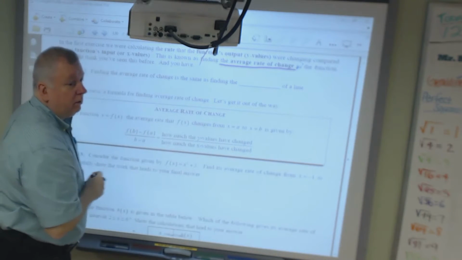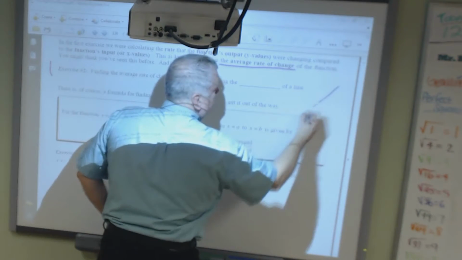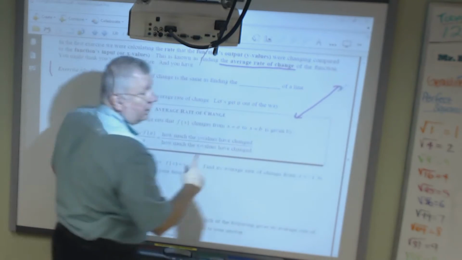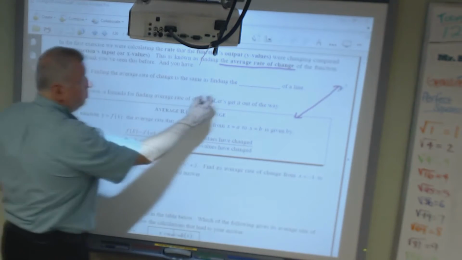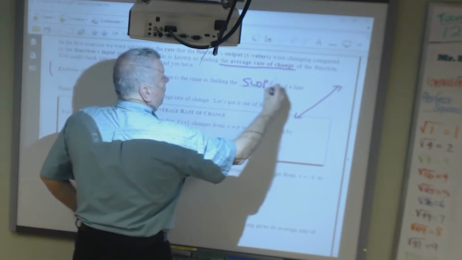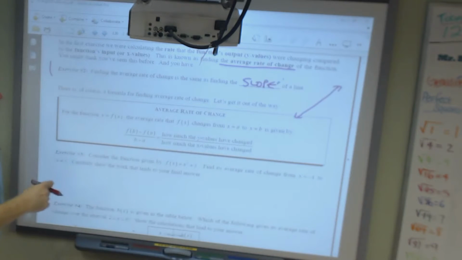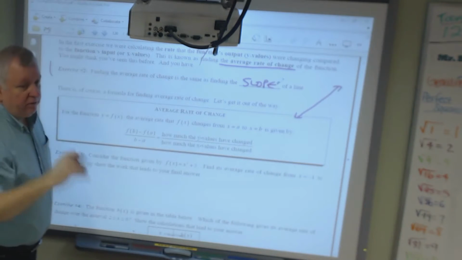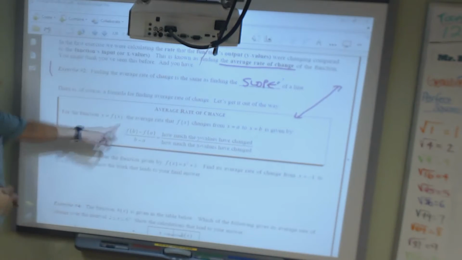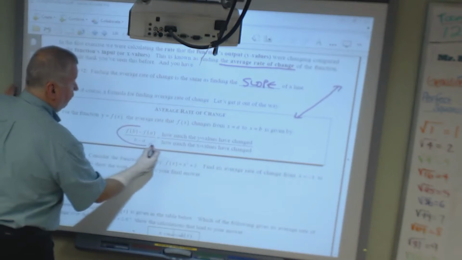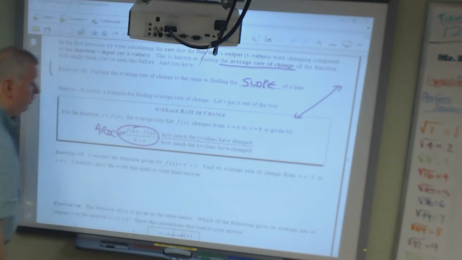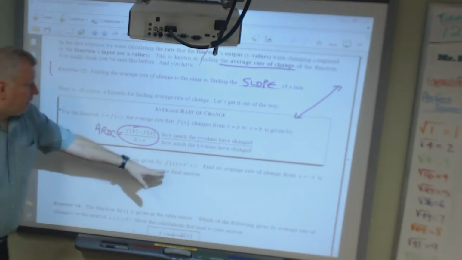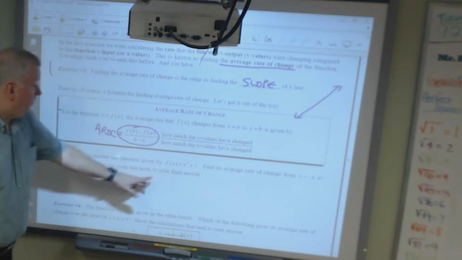So what did we say earlier? For a straight line, the average rate of change is the same as finding the what? What's the thing that measures how steep the line is? The slope. So that's what they're saying here. Those problems that we just did, the average rate of change is the same as the slope because it's a straight line. This is the formula, which I already gave you guys because I just wanted to get you a head start with that. So now we're actually going to do this problem here.